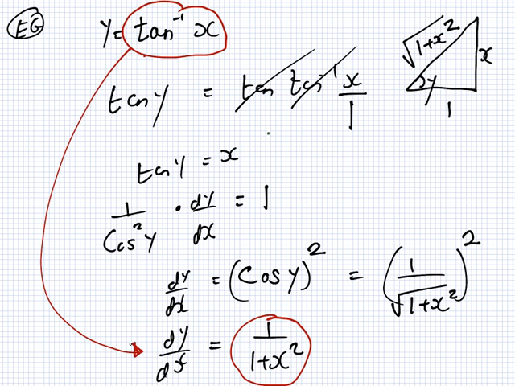I have a question. Yes? Can we change tan inverse to, like, tan to the power of -1? Is that what it means? And what's power minus 1? 1 over tan.